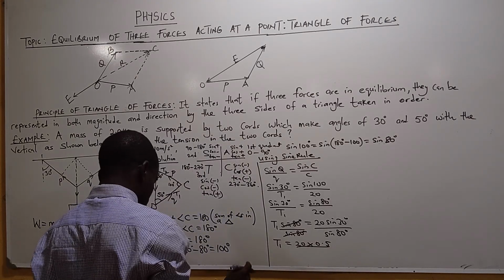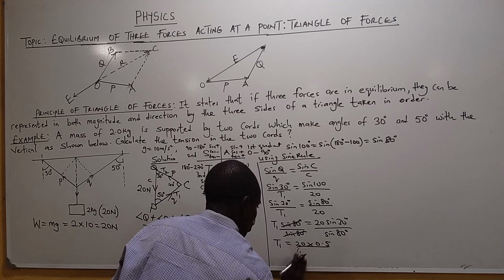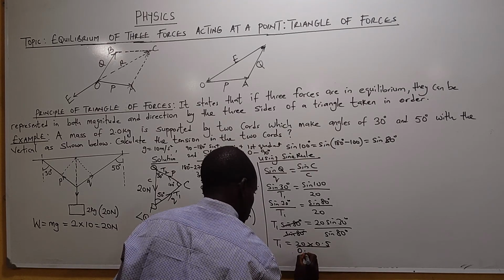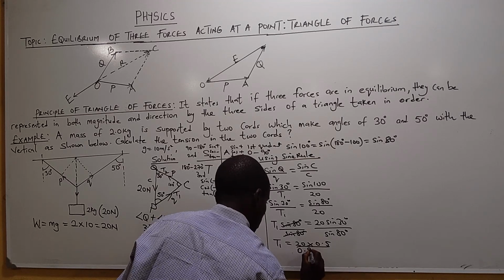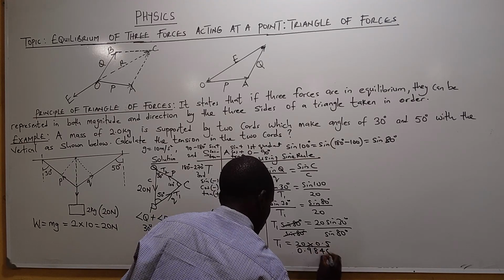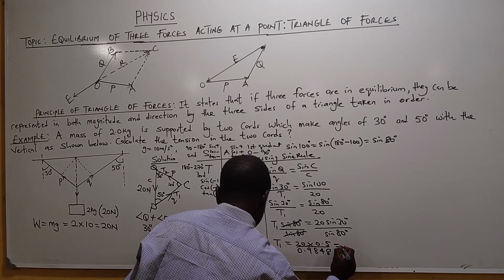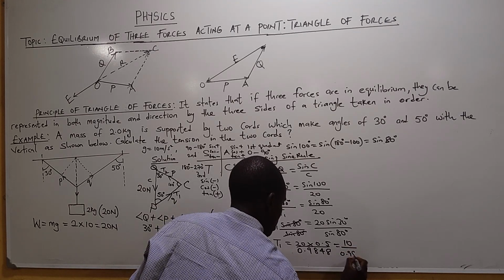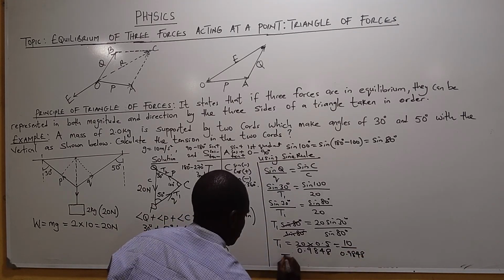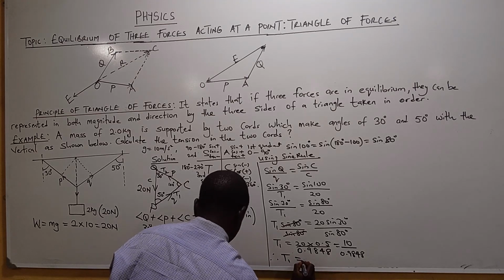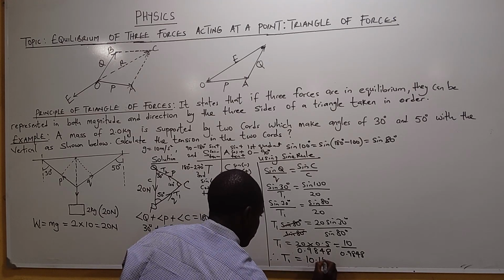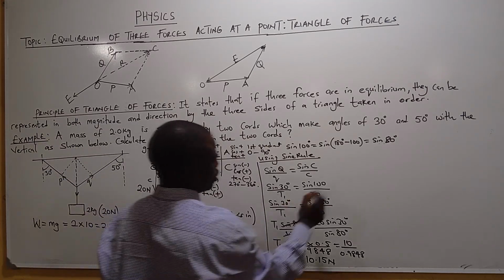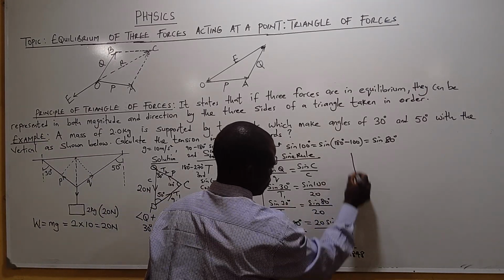We check your four-figure table or press your calculator. Sine 80 is 0.9848. When you press your calculator, you have 10 divided by 0.9848. Therefore T1 equals 10.15 Newton. This is T1, the first tension. Let's get the second tension.